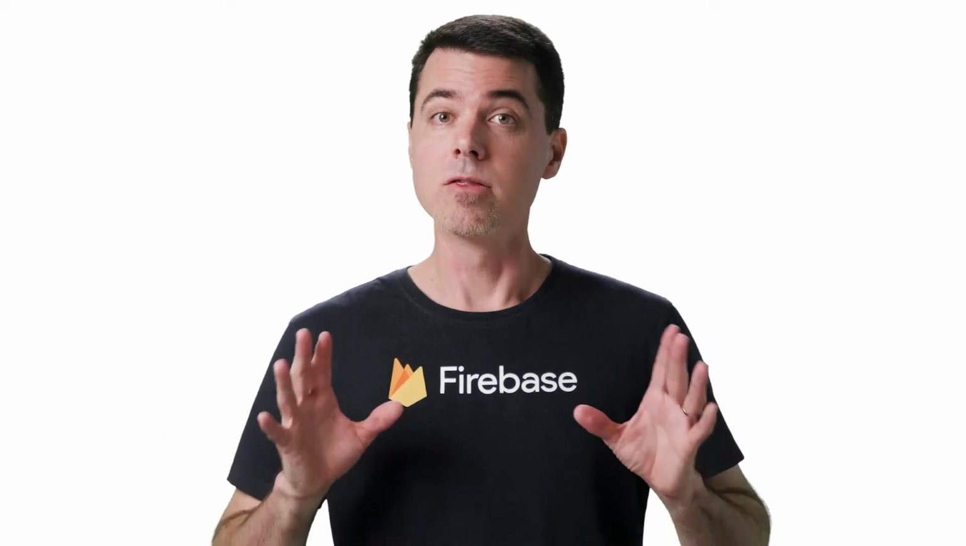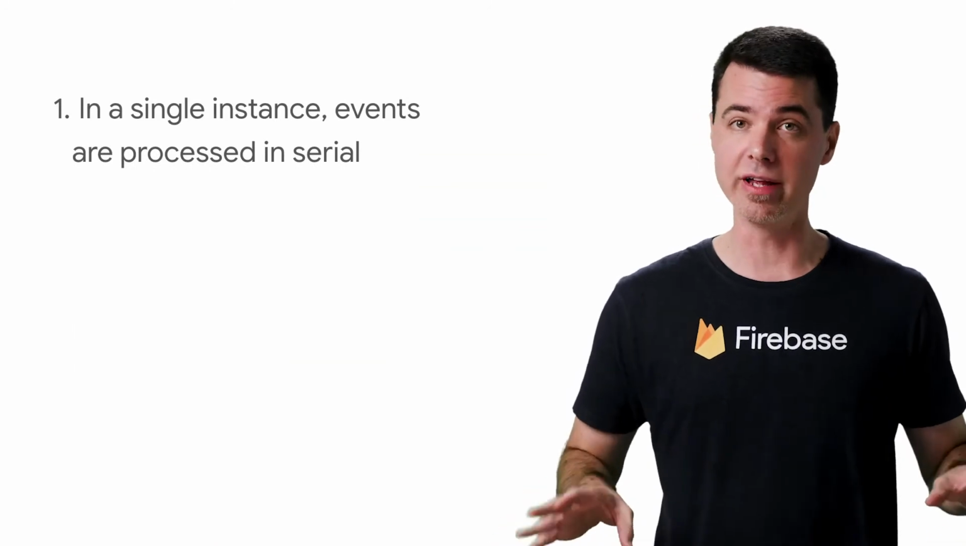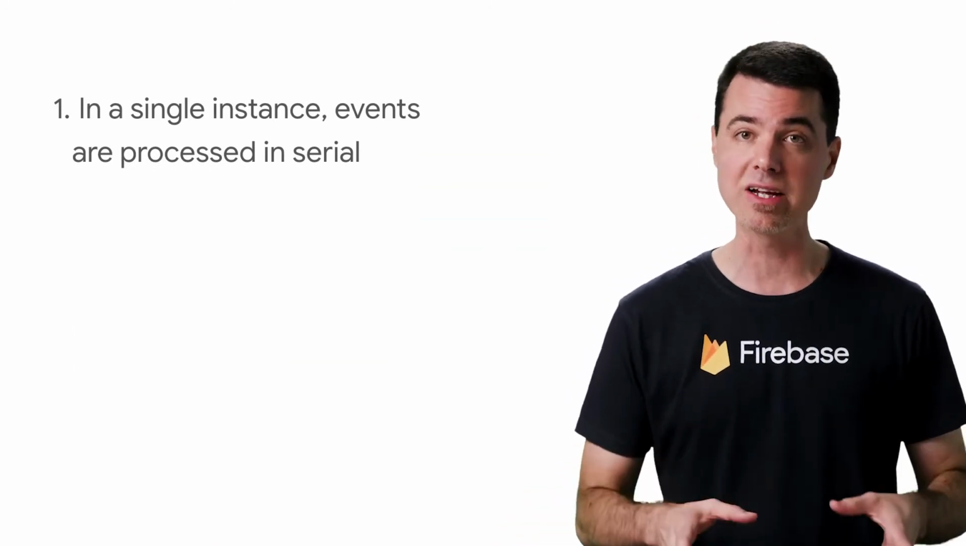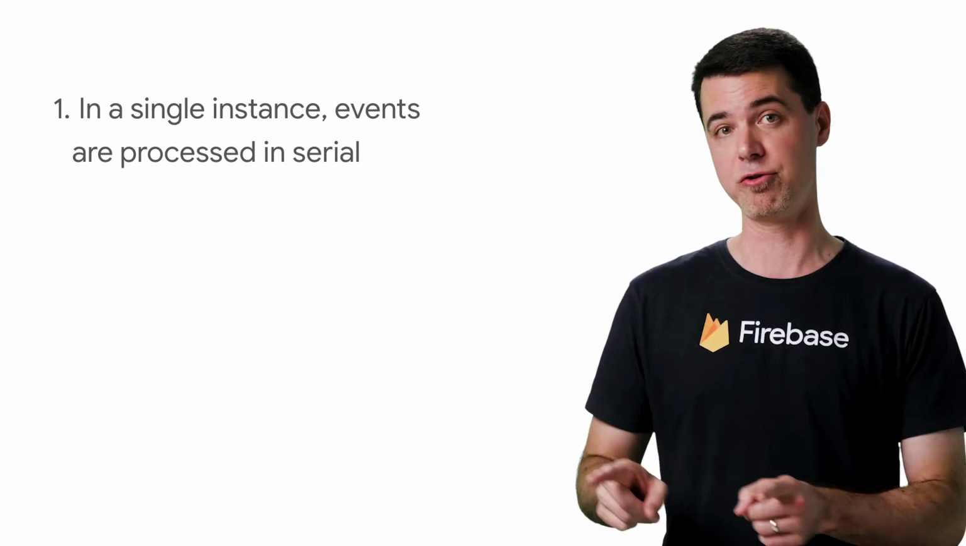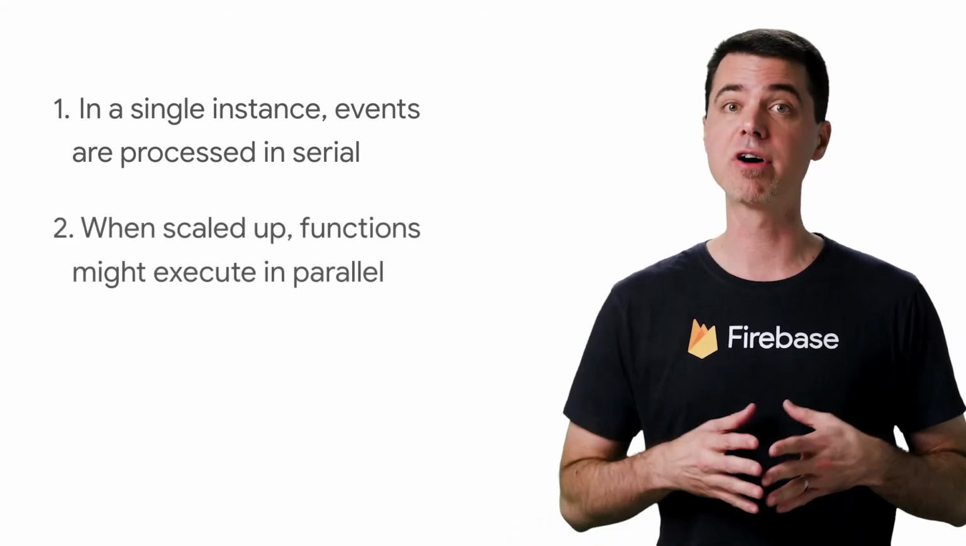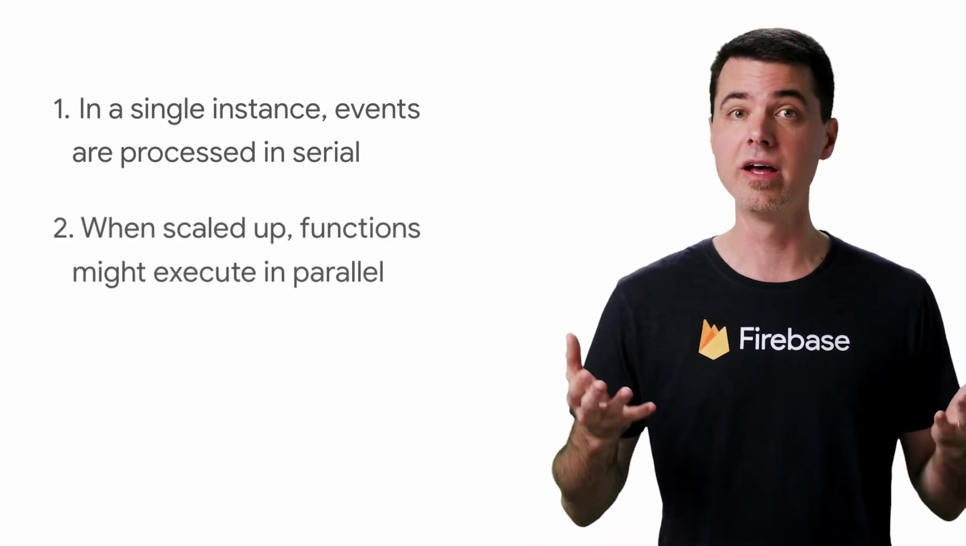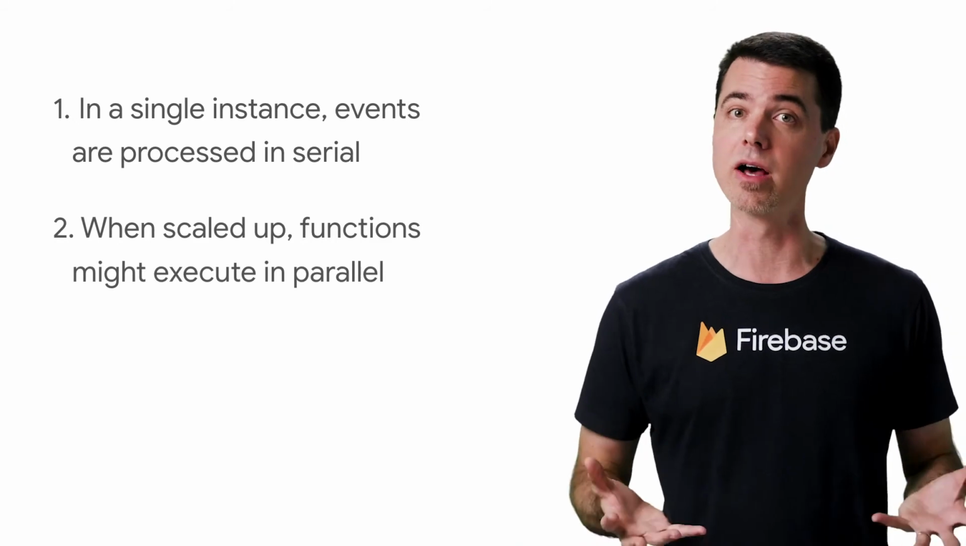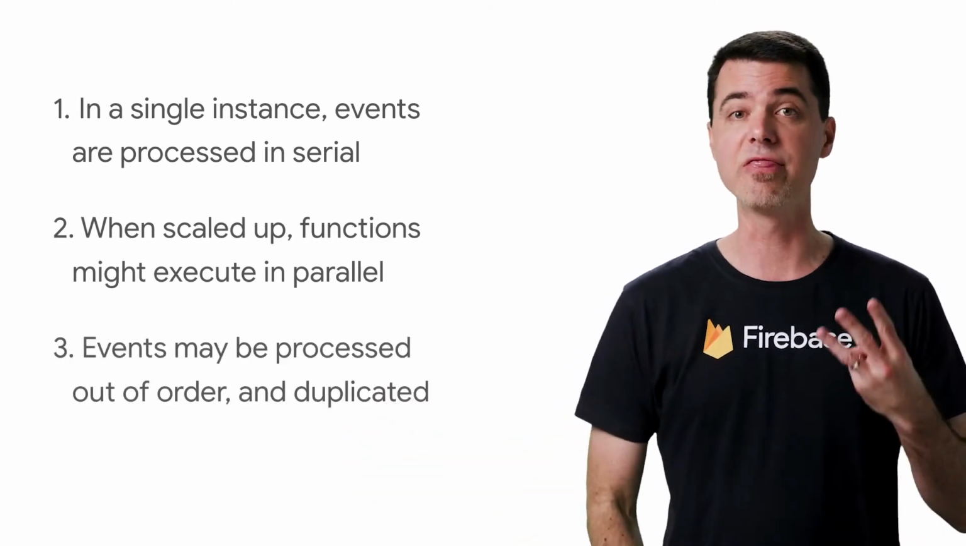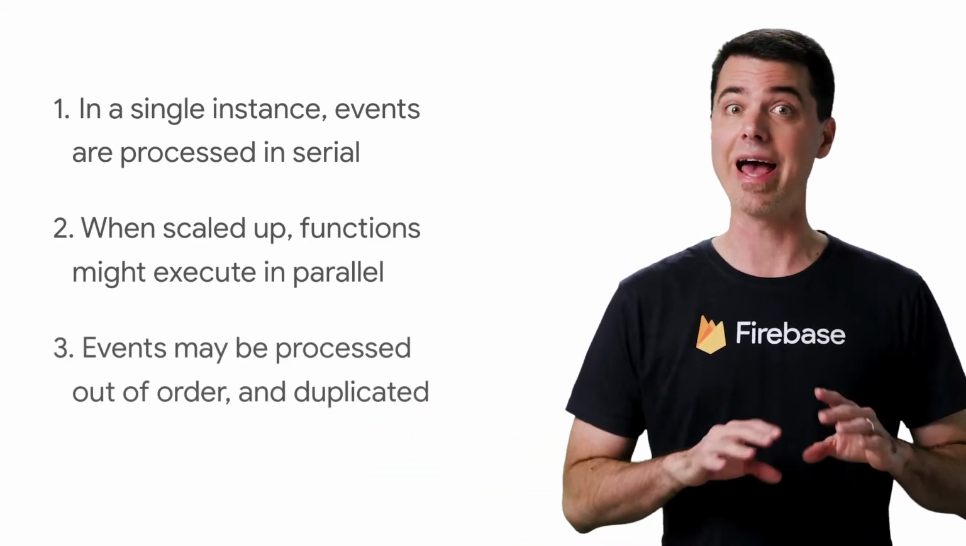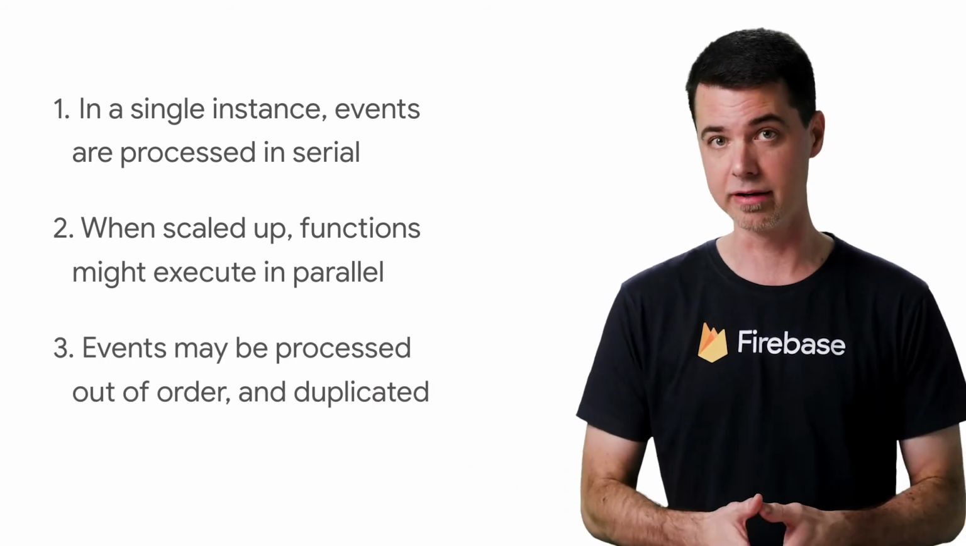To sum up, the core behaviors of Cloud Functions that may affect your code are the following. First, within each server instance, events are processed by a single function in serial, one after another. Second, if your function scales up to multiple instances, the function may be executing in parallel among each of those instances. And third, events may be processed out of order and possibly duplicated.